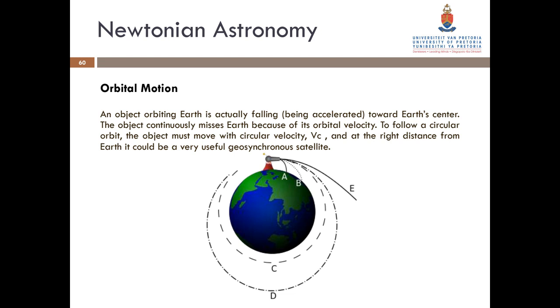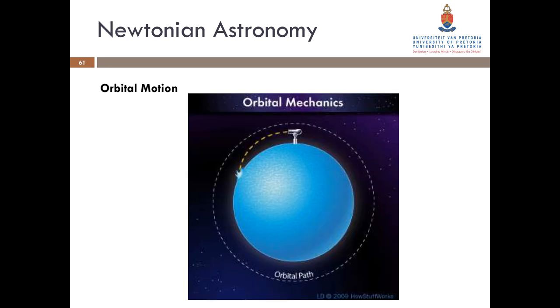So how fast would we have to fire that projectile to get it into orbit? That depends on the weight of that projectile. Have you ever thought about the orbital mechanics of what is required to get a spacecraft in orbit around Earth?